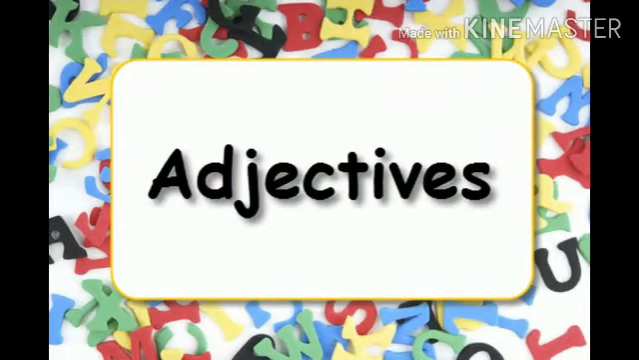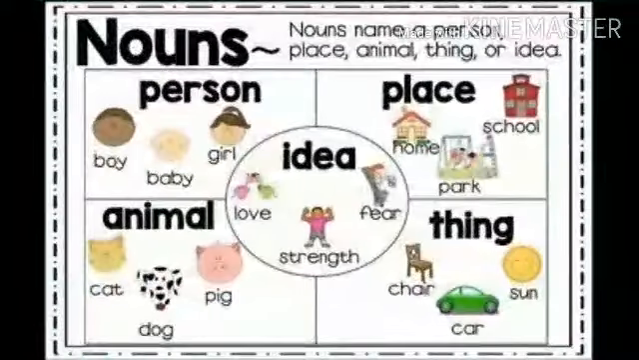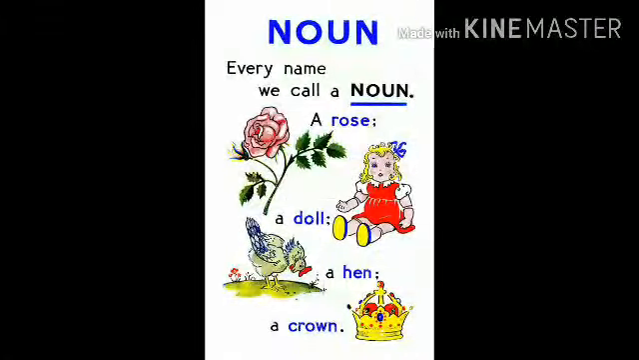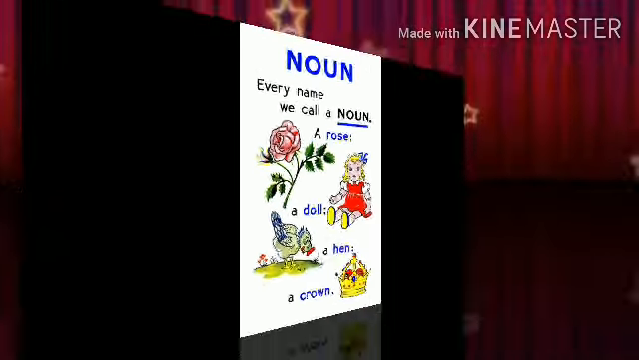But children, in order to understand adjectives, you must know about nouns and pronouns. Let's have a quick look what they are. A noun is the name of a person, place, thing, animal, feeling, or an idea. You can say noun is the name of a thing, whether you can see that thing or not. For example, rose, doll, hen, etc.